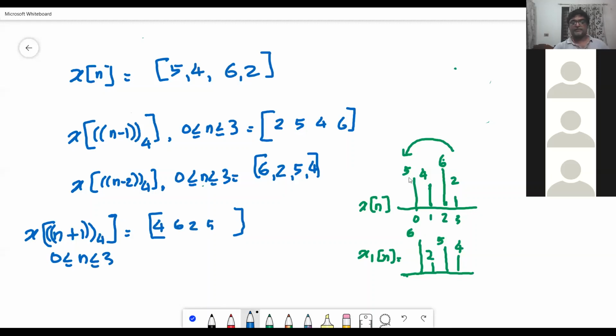So what we have here is now a rotation in the clockwise direction. This is the negative direction. So 5 will go here. 5 will go towards him. So likewise, x of n plus 2 modulo 4 for 0 less than or equal to n less than or equal to 3 would be, what is that value? That will be 6, 4, 2, 5. Okay.